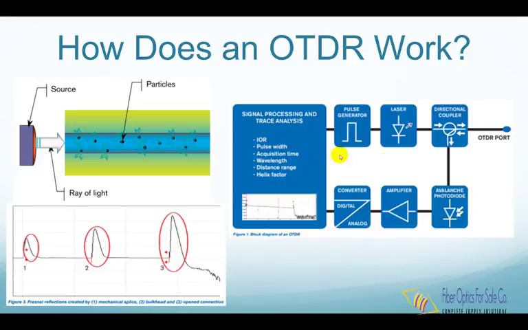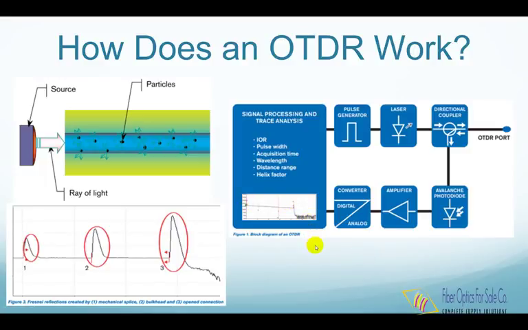This illustration shows the construction of an OTDR. The pulse generator generates a short electrical pulse, which drives the laser to generate a corresponding light pulse. The light pulse is coupled into the fiber under test. When some light is reflected back from the fiber, it is coupled into a photodiode by the directional coupler. This photodiode converts the light signal into an electrical signal, which is then amplified and recorded. This process produces the trace as shown here.